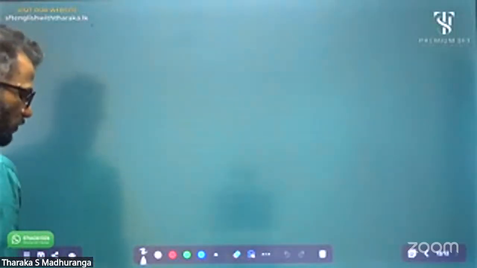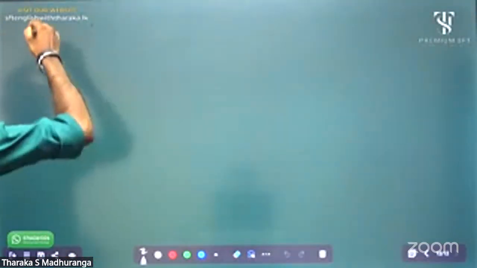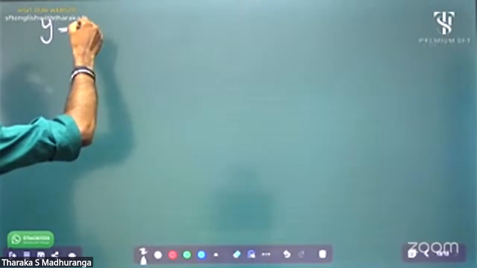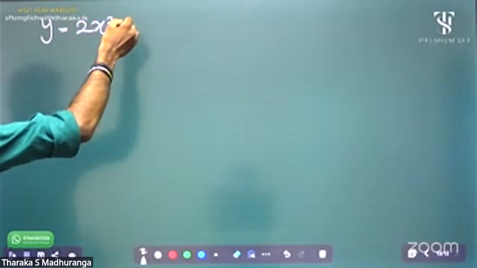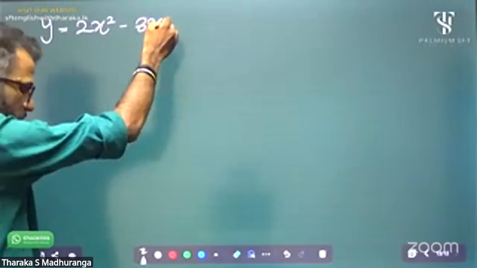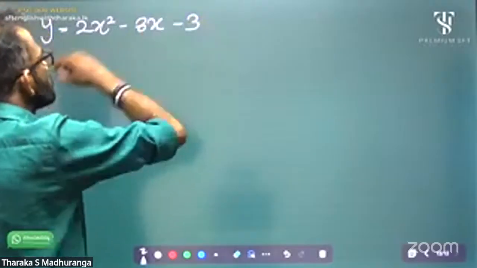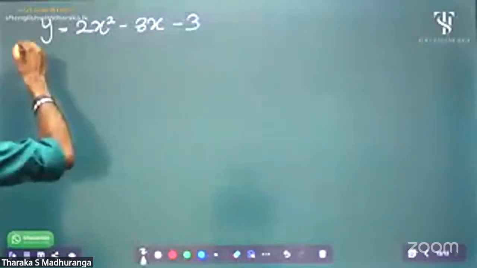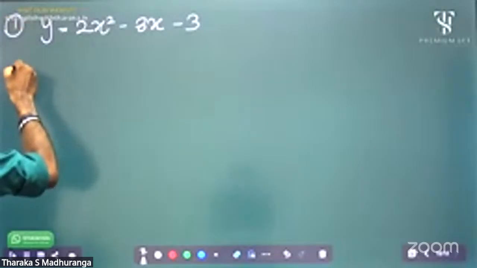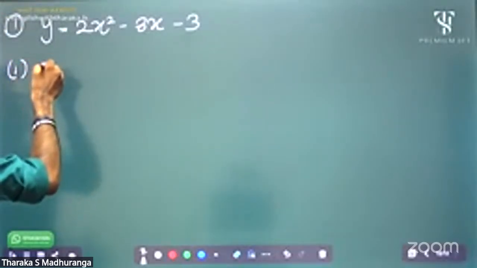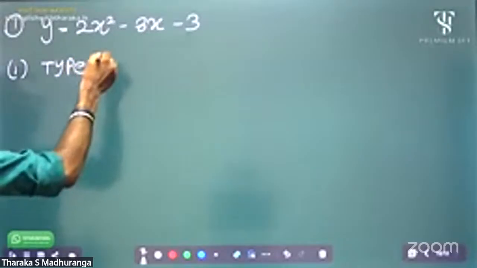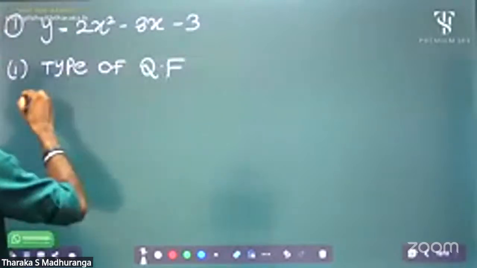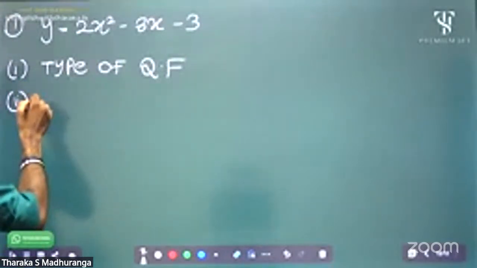Okay, this is a question. y equals 2x squared minus 8x minus 3. Okay, this is question number one. First part, what's the type of quadratic function? I'll write in short form: type of quadratic function. The second one, the turning point coordinates.